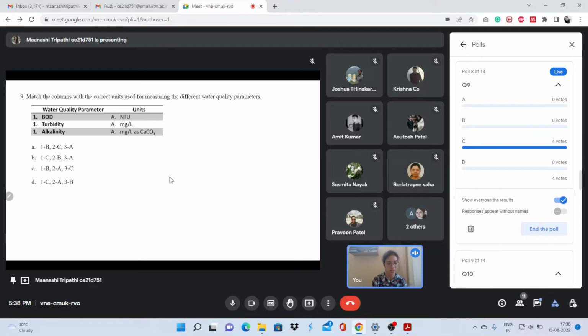I think I have answered one of these points. This is 1-1, 1-A, but you can think it is 1, 2, 3 and A, B, C. There is a mistake in making the table.